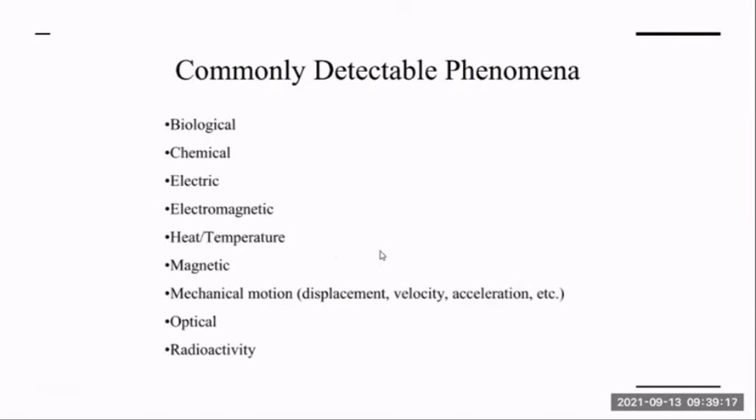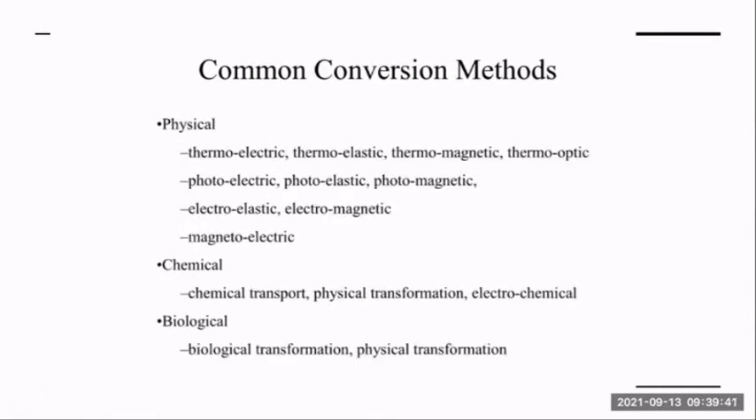So, commonly detectable phenomena. We have biological, electrical, electromagnetic, heat or temperature, magnetic, mechanical motion, optical, and radioactivity. Almost all of these phenomena can be detected. We can use sensors for all of these, and we will discuss each of them as we go along. Physical effects include thermoelectric, thermoelastic, thermomagnetic, thermooptic, photoelectric. As in the example of the water heater, that is thermoelectric: the trigger is temperature, and the output is electric.